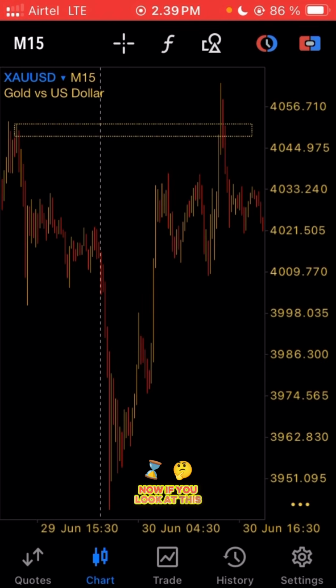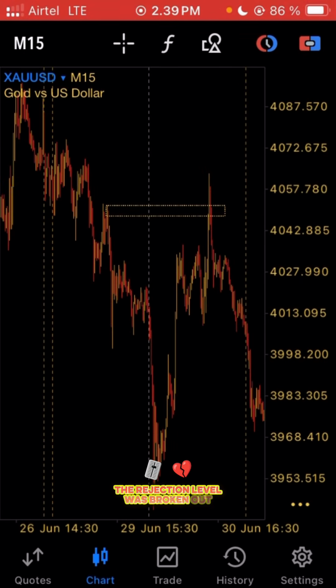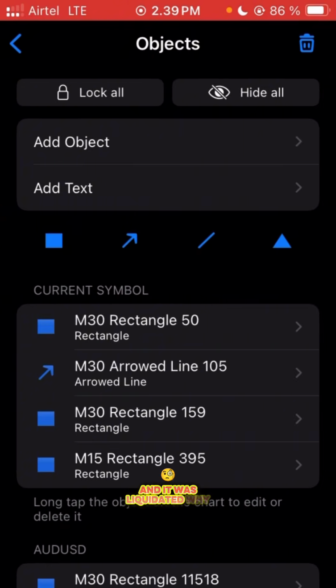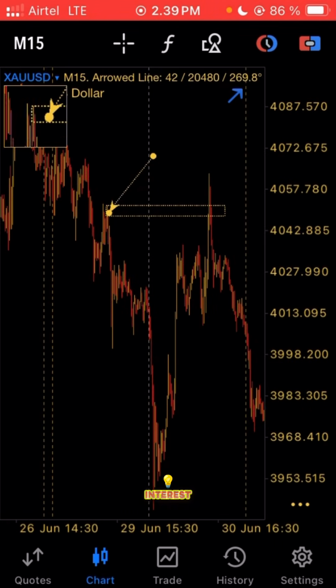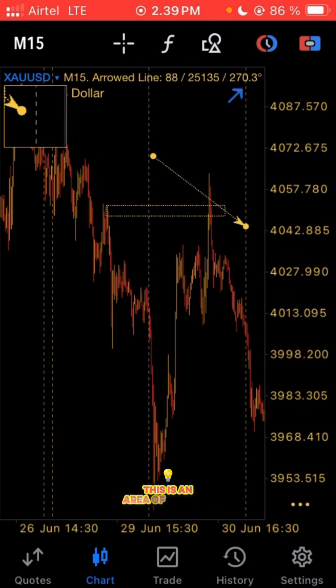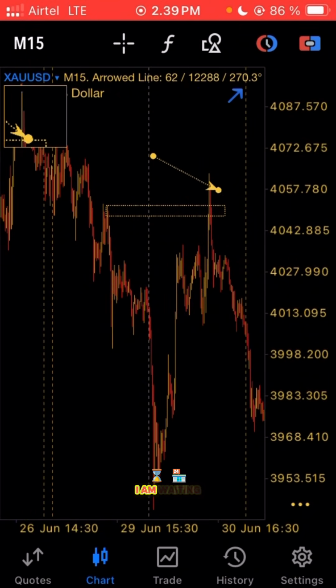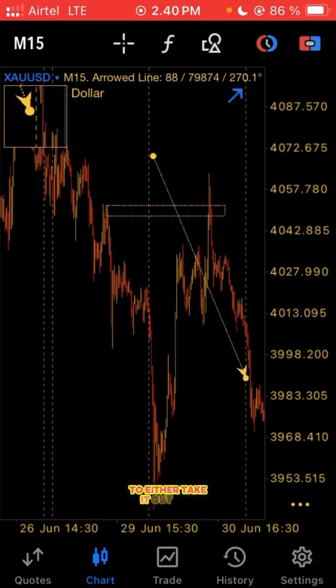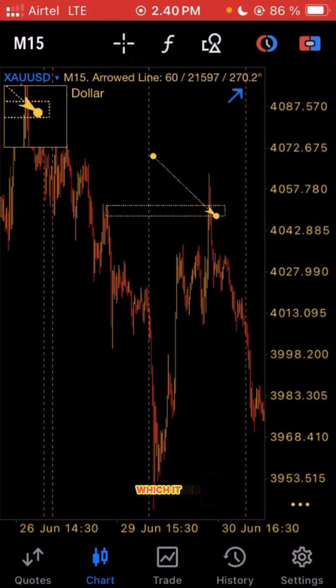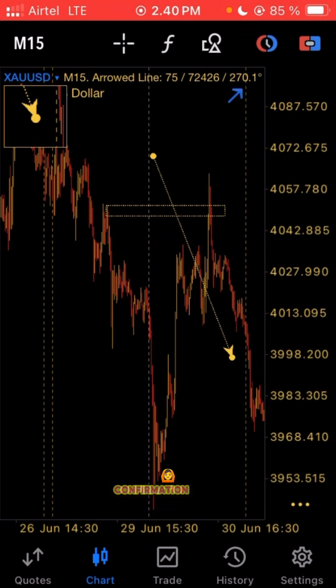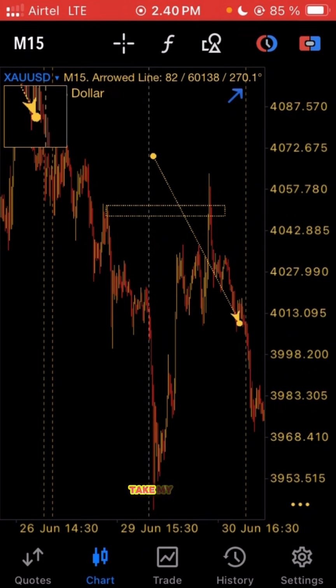Now if you look at this, the rejection level was broken out and it was liquidated. Why? Because this is an area of interest. This is an area of interest for me in this case, which means, because this is structural liquidity in this case. Now since it's an area of interest and structural liquidity, I am waiting for the market to either take it out and continue down, which it did, or it can just simply give me a structural pattern confirmation that I will follow and take my trade. Simple.